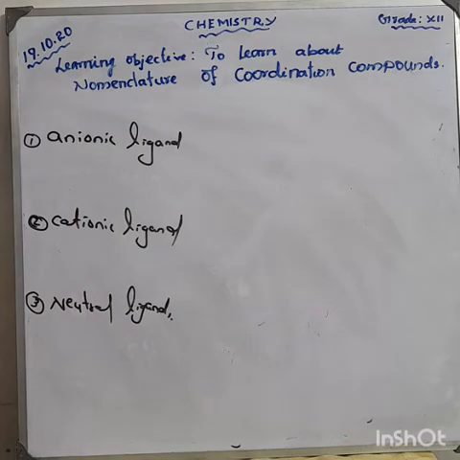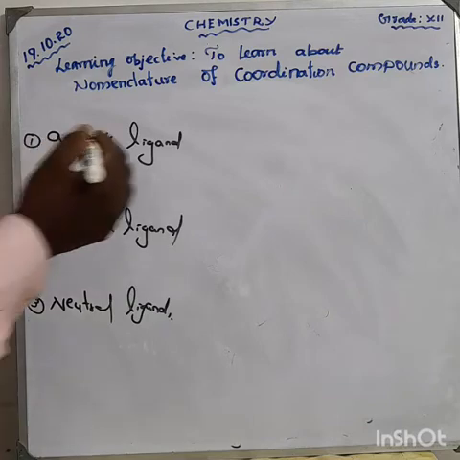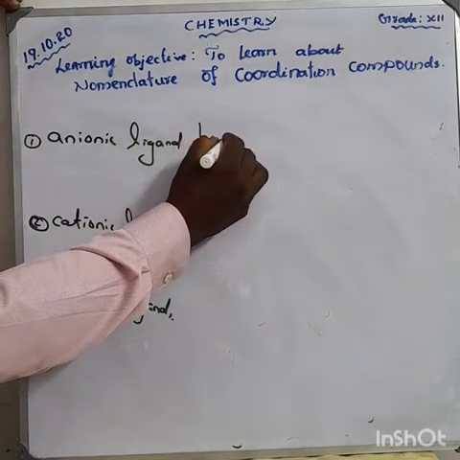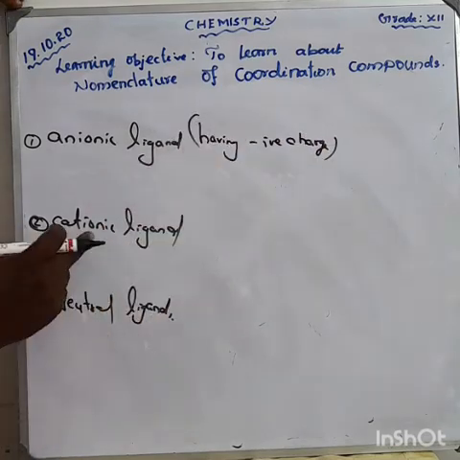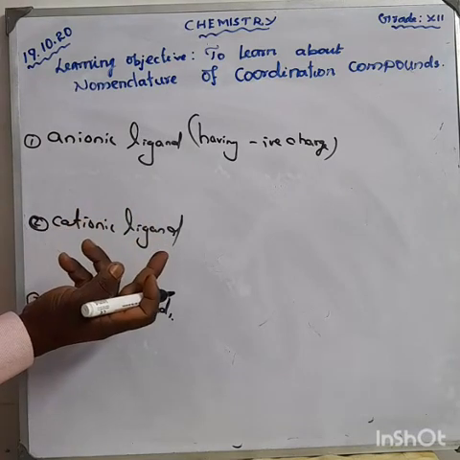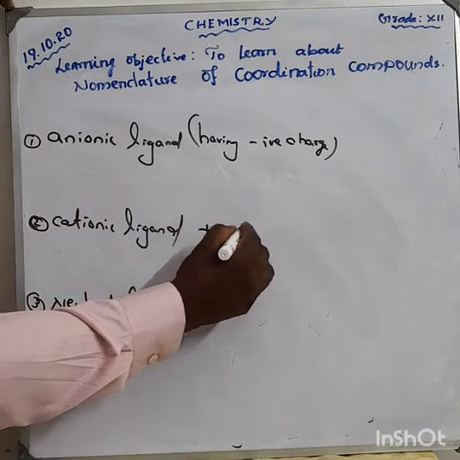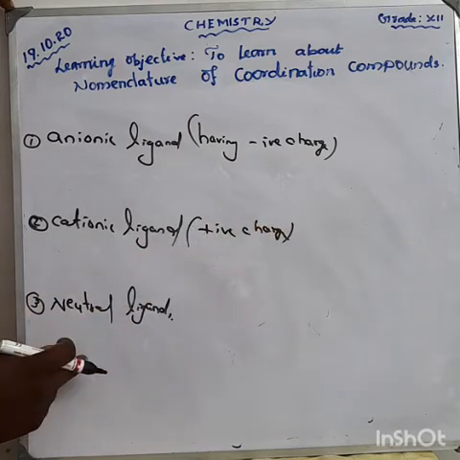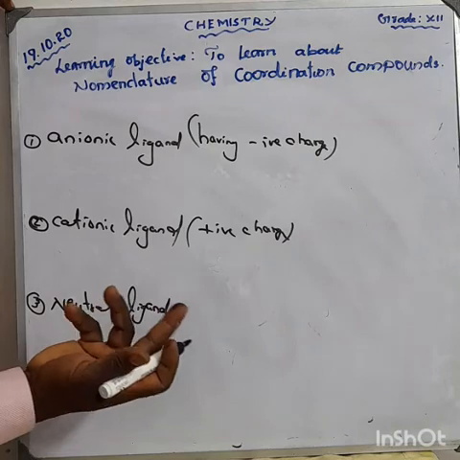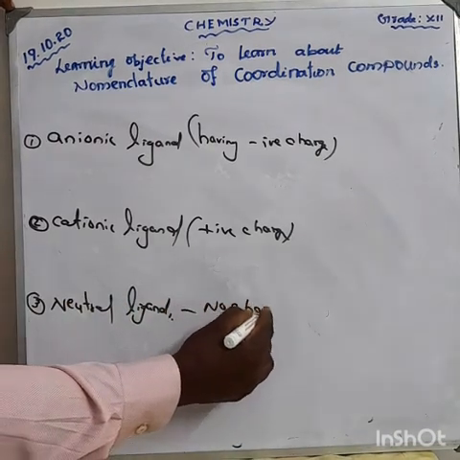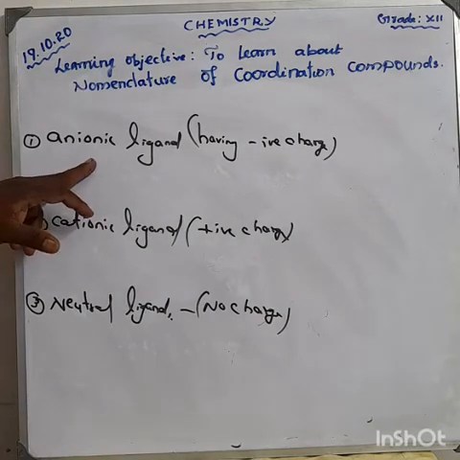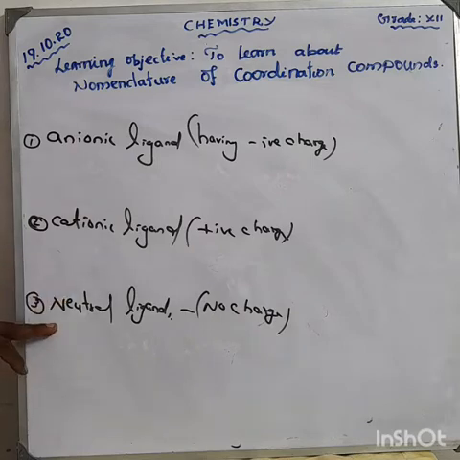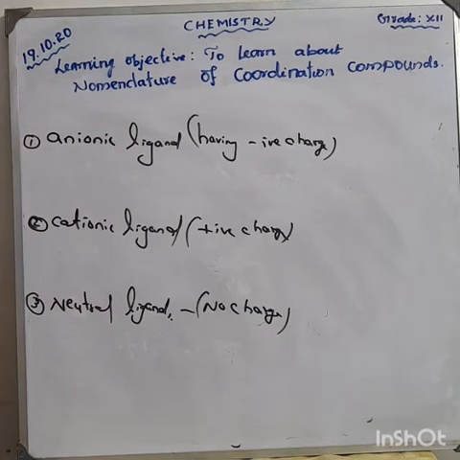Which are the anionic ligands? Anionic ligand means having a negative charge, am I right? What about the cationic ligand? Positive charge. What about the neutral ligand? No charge. We cannot have any charge. Here are the anionic ligand, cationic ligand and neutral ligand. This is the third point. You should learn the third point thoroughly.